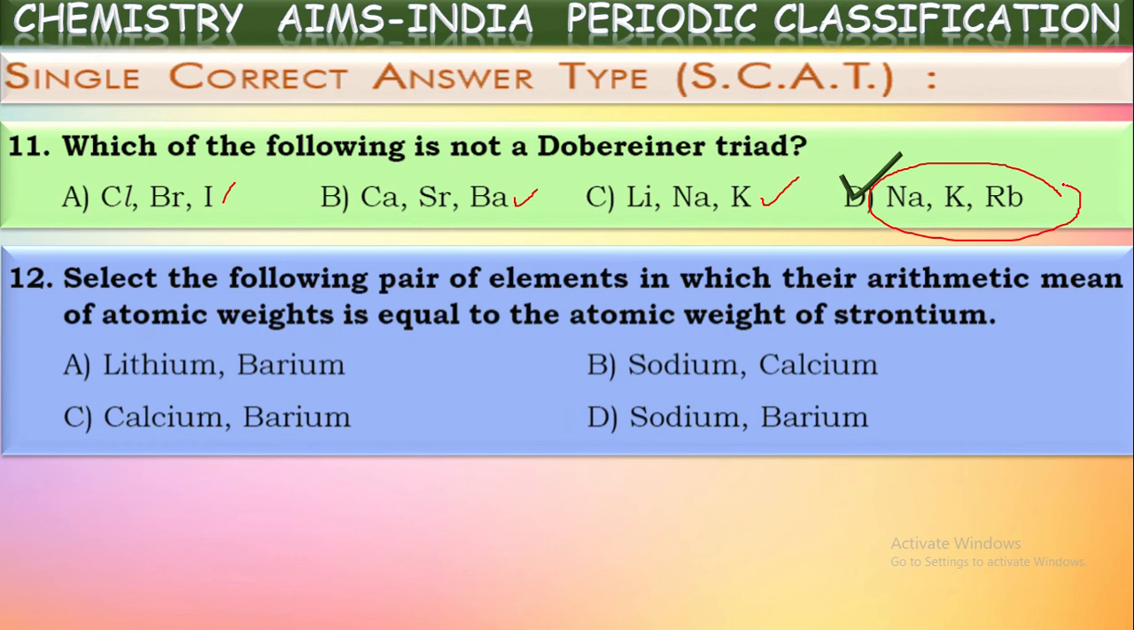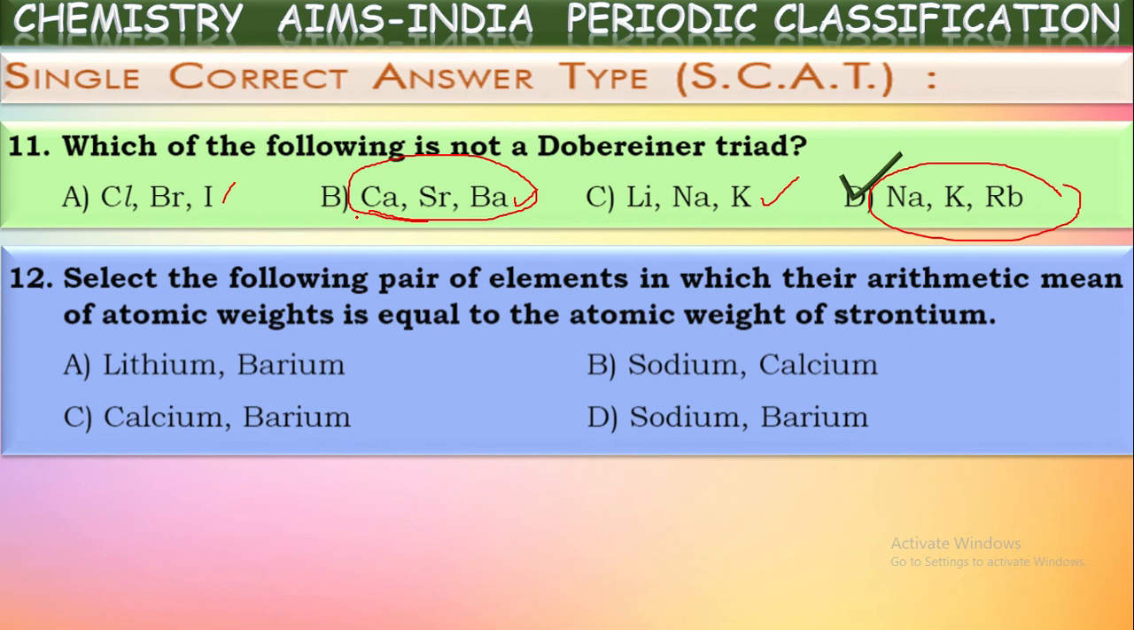Next, select the following pair of elements in which their arithmetic mean of atomic weights is equal to the atomic weight of strontium. So according to Dobereiner's triad, strontium is also kept in one triad set. Now the atomic mass of strontium will be equal to the mean of the atomic masses of the remaining two elements in that pair. So what are those two elements they're asking here? In the earlier question you have seen one triad which includes strontium along with the remaining two elements, that is calcium, strontium and barium.